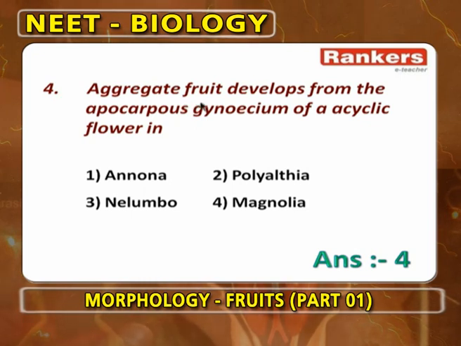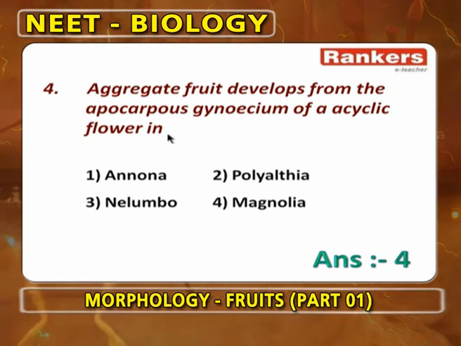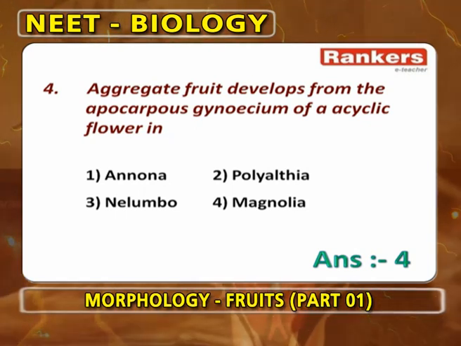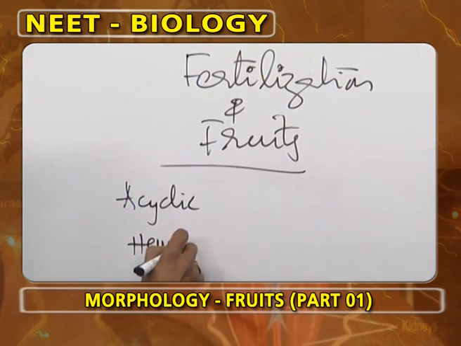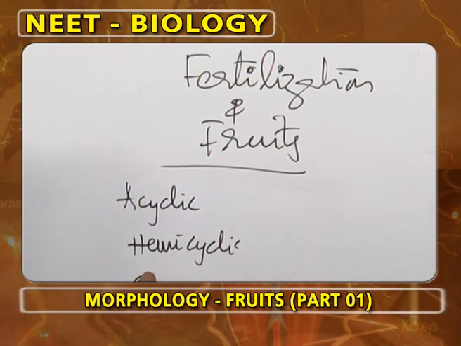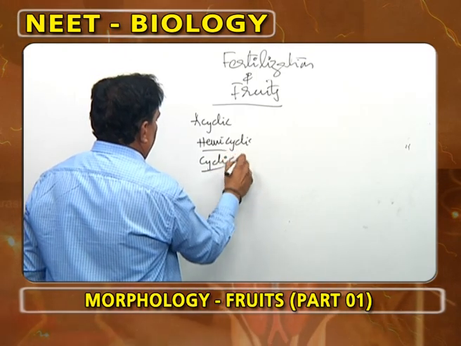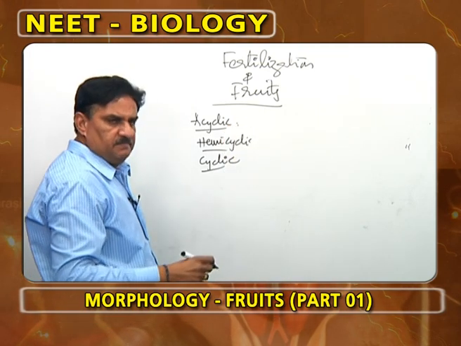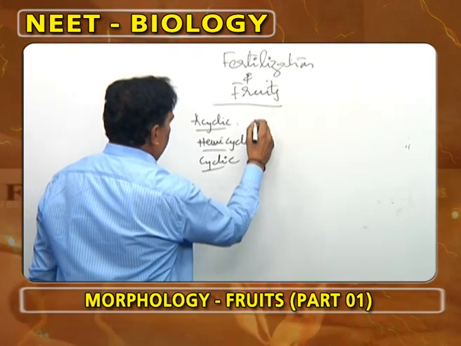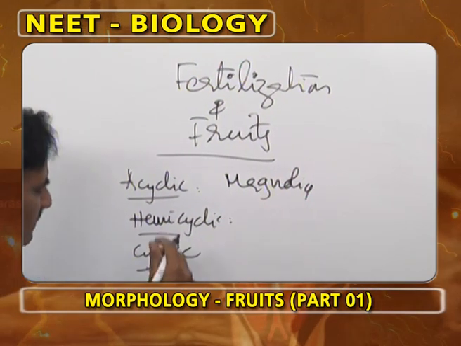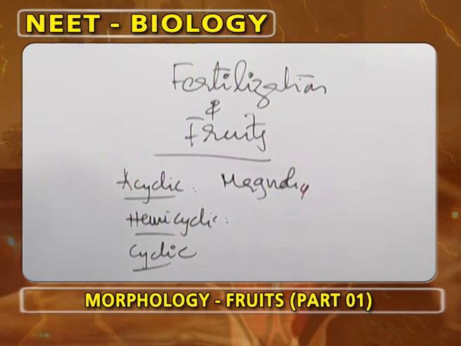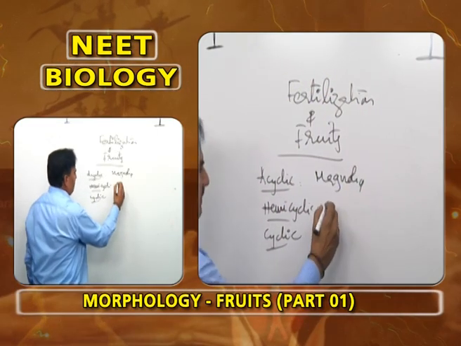Aggregate fruit develops from the apocarpous gynoecium of acyclic flower is found in. Acyclic flower is found in. Flowers are of 3 types: acyclic flowers, hemicyclic flowers, cyclic flowers. Acyclic flower means androecium, gynoecium, calyx, corolla arranged in a spiral manner. Example, magnolia. Hemicyclic flower, calyx, corolla arranged in a cyclic manner, androecium, gynoecium in a spiral manner.